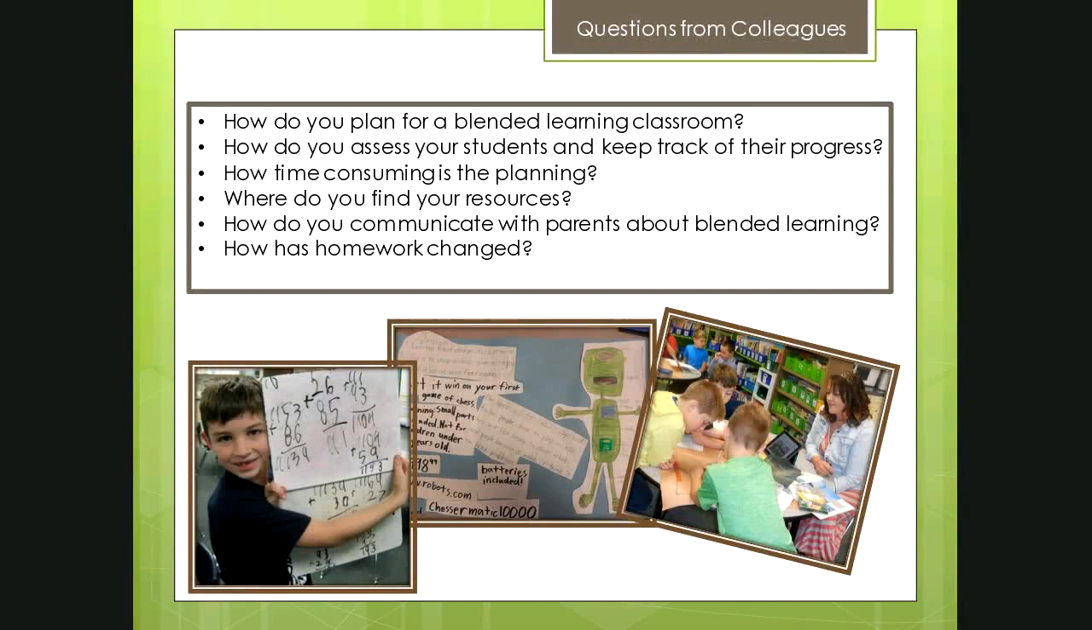The other thing is that we definitely have shared about blended learning for our school board, during school board meetings, at the community level, certainly within the district with other teachers.